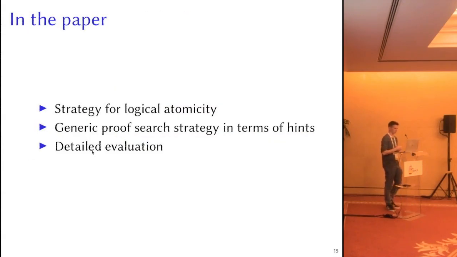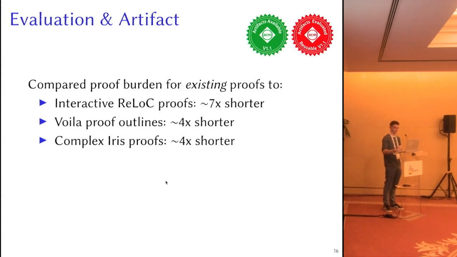What else is there? I described the contextual refinement proof strategy here in the talk. In the paper, you will also find the strategy we have for logical atomicity. And we also describe the generic proof search strategy, which works in terms of the hints that we use to define these other two strategies. The paper also contains a more detailed evaluation, but I will give you some of that now.